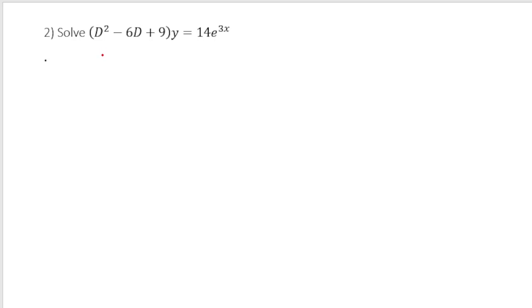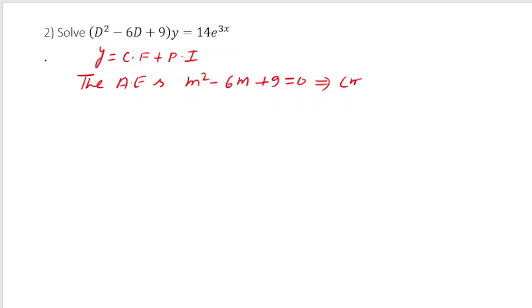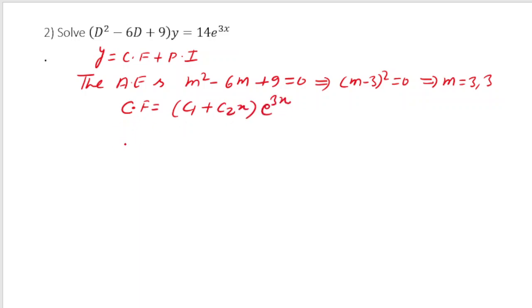Here again the solution will be written as y is equal to complementary function plus particular integral, as usual. And what is the auxiliary equation? The auxiliary equation is m square minus 6m plus 9 is equal to 0. That is nothing but m minus 3 whole square is equal to 0. So it will give me m is equal to 3 and 3. So the complementary function will be c1 plus c2x, e to the power 3x, as you know, the case of repeated roots.